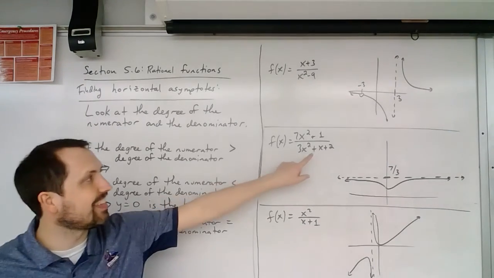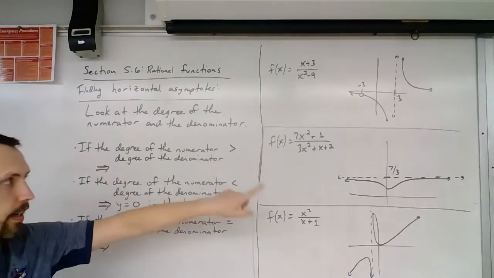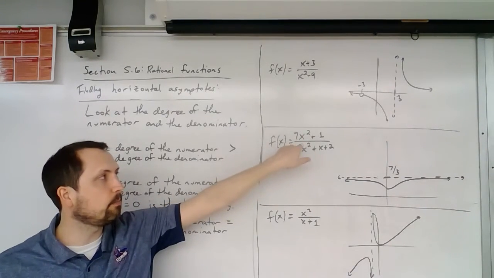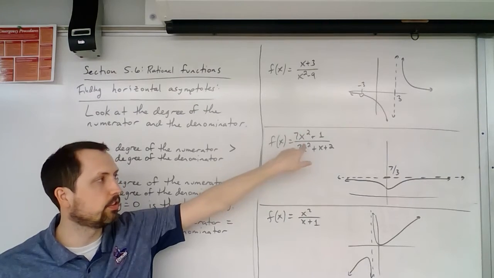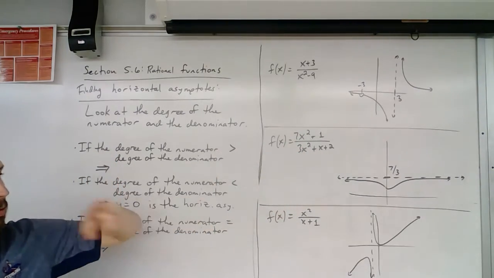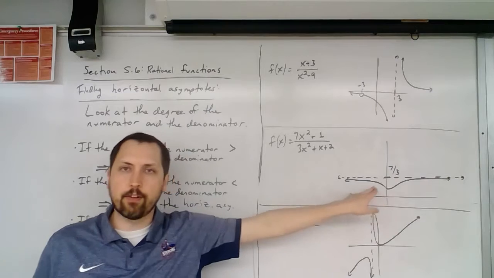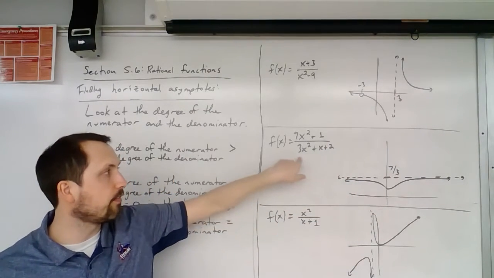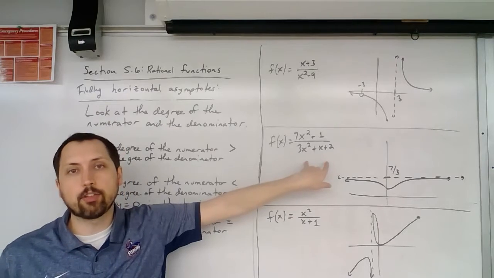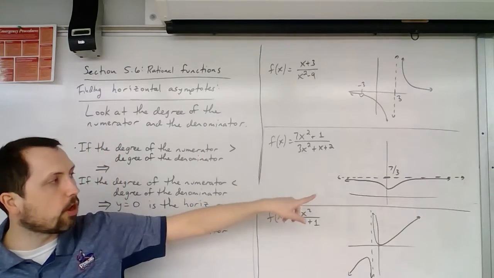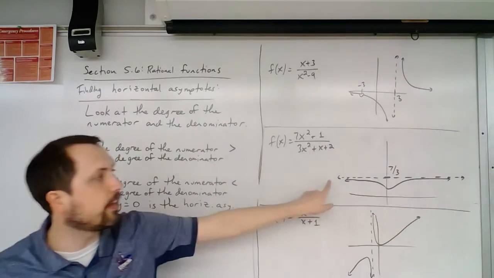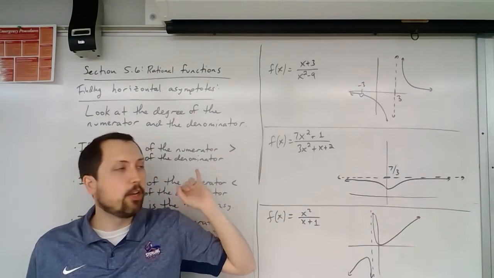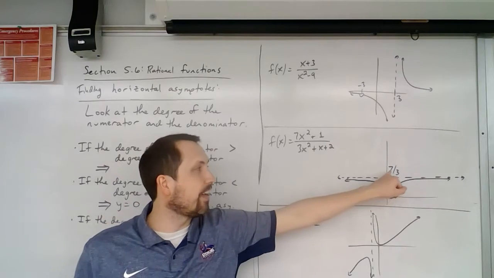Now if we move on to this example, if we look at the degree of the denominator, it's 2. The degree of the numerator is also 2. So these have the same degree, same highest power of x. And so if we look at this example, well, this is also a funny looking function. This has no vertical asymptote. The denominator will never equal 0 for any real values of x. But if you notice, it's still approaching a finite number as x goes to infinity and x goes to negative infinity. So in this case, it's approaching the number 7/3.